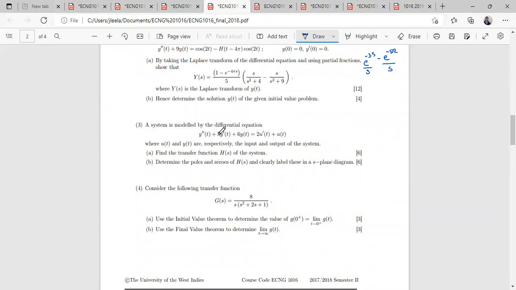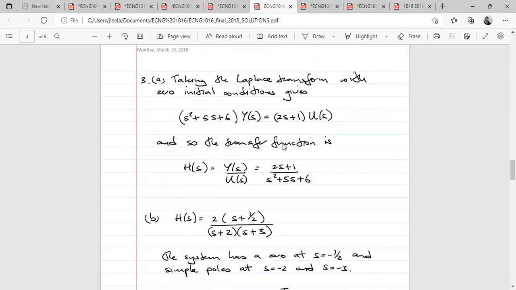So this here is our differential equation once again, and u(t) is the input and y(t) is the output, and you want us to find the transfer function. So Y(s) over U(s) will be (2s plus 1) over (s squared plus 5s plus 6). And then you want to find your zeros and your poles. So you factorize the denominator, (s plus 2)(s plus 3), and your numerator, 2 into (s plus a half).